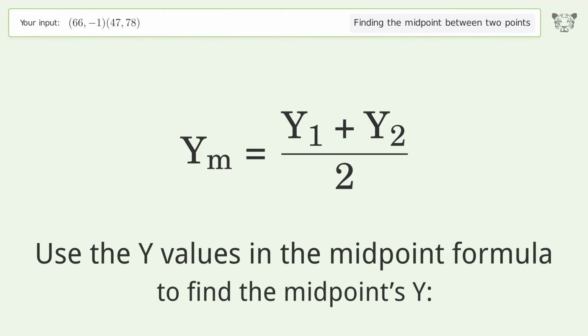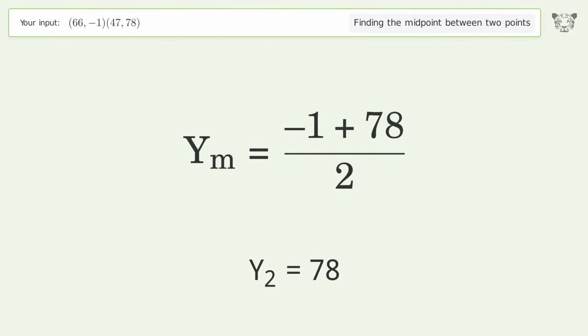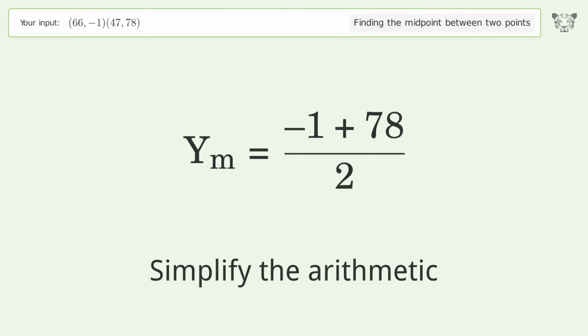Use the y values in the midpoint formula to find the midpoint's y. y1 equals -1, y2 equals 78. Simplify the arithmetic.